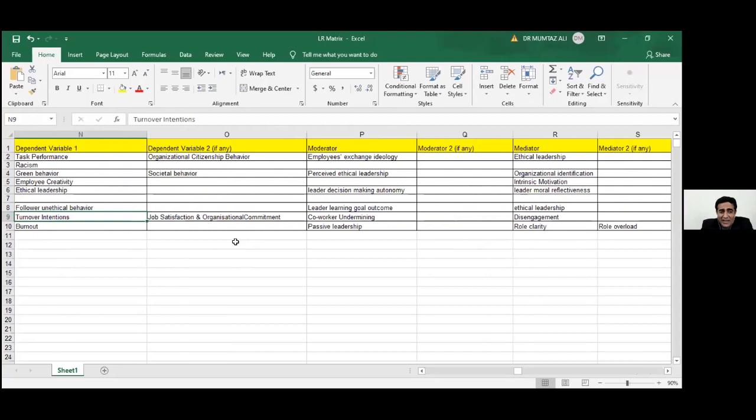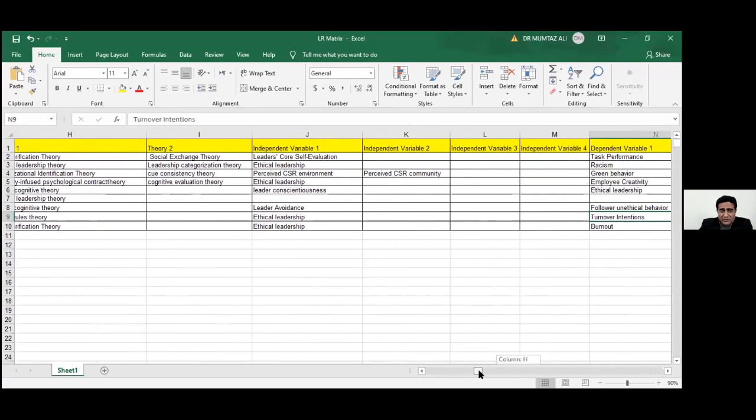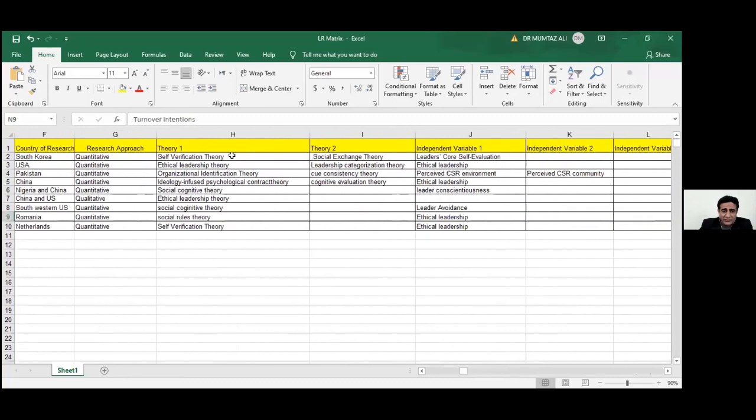And not only the future recommendation, for example, you want to see what theories have been used so far, and you want to adopt another theory to explain that phenomenon. You see self-verification theory, ethical leadership theory, organizational identification theory. Now you want to argue that social exchange theory has never been used. For example, although I can see that social exchange theory is here, you may want to say that social learning theory has never been used. So this is the research gap I want to address.